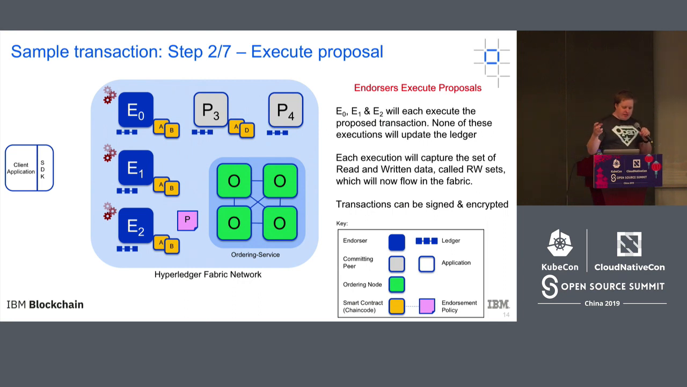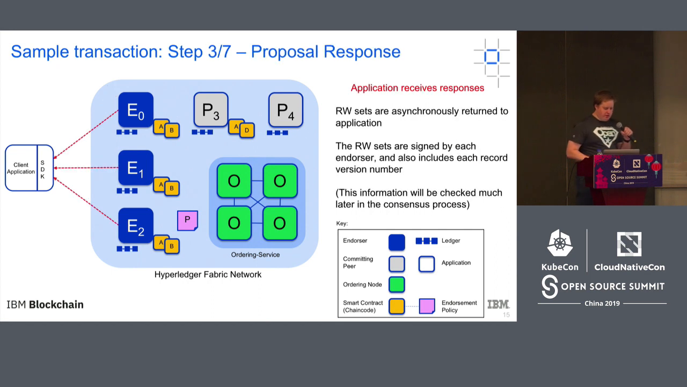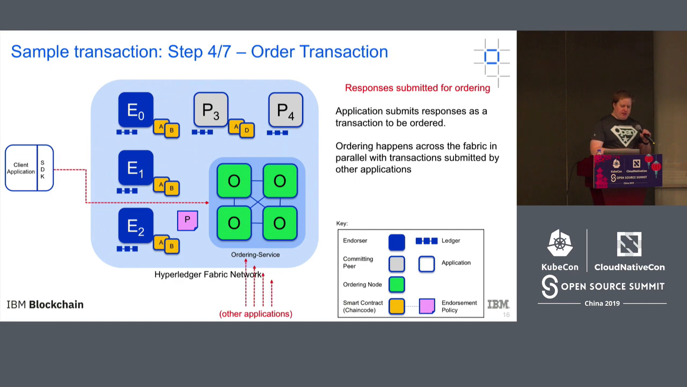That's the read set and the write set, and those are going to be basically signed by the identities for each peer and returned to the client. The client is going to collect all of these endorsements and package them up into a sort of transaction object. That includes the read set, the write set, and the endorsement. And then that is going to be submitted to the orderer.